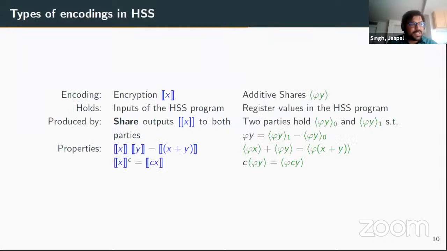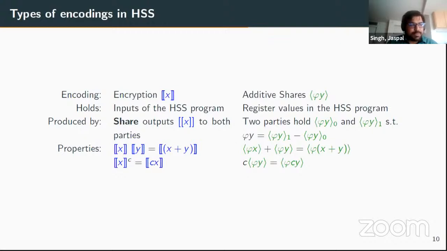Next, I'll present a general framework for the design of HSS constructions. So HSS is based on the interplay between 2 encodings, an additively homomorphic encryption scheme and an additive secret sharing scheme. Encryptions hold the input to the HSS program. Hence, the share function on input X outputs the encryption of X to both the parties. The additive shares represent memory values of the RMS program. We say that a value Y is stored in the program if the parties have additive shares of phi times Y, where phi is the private key of the encryption scheme.